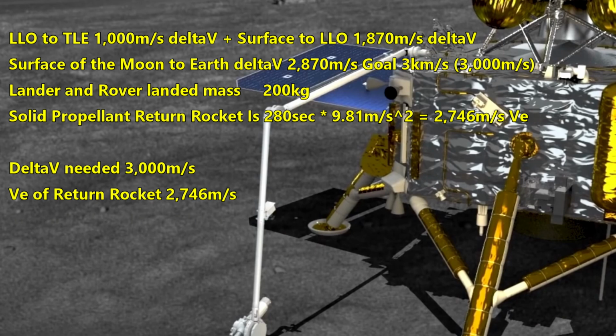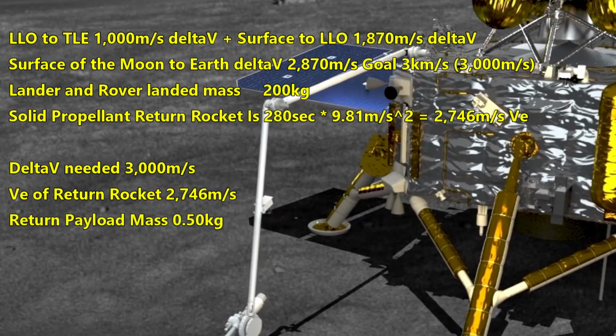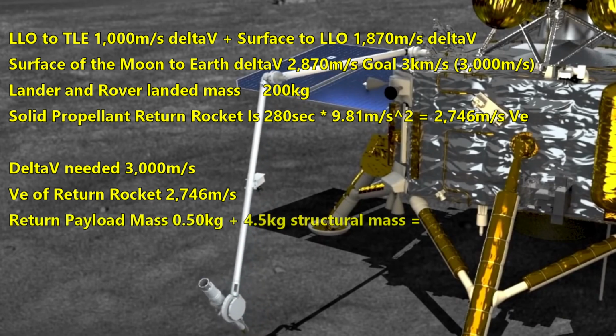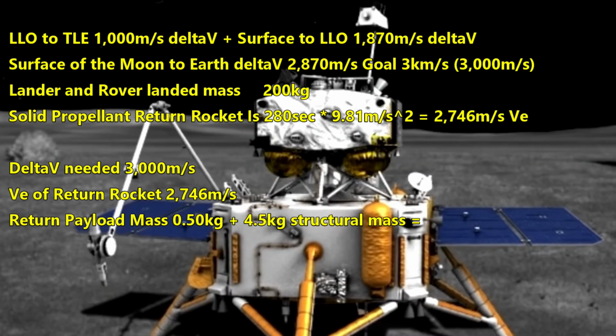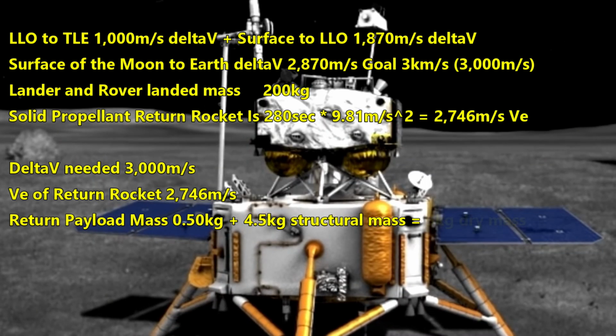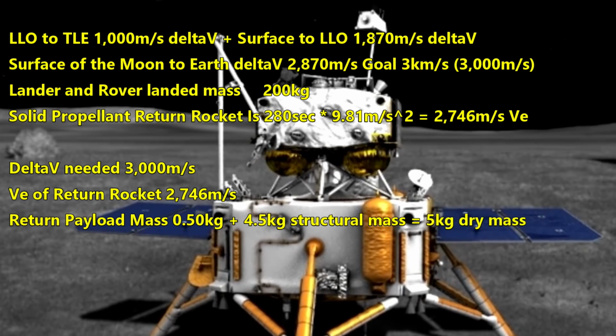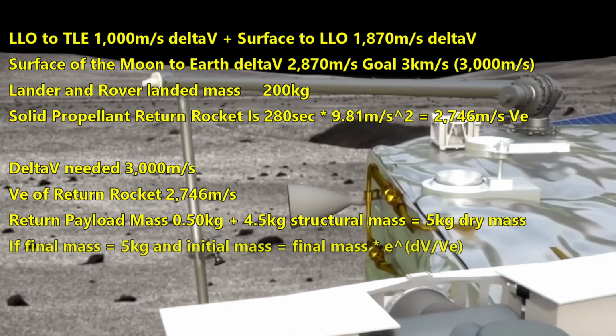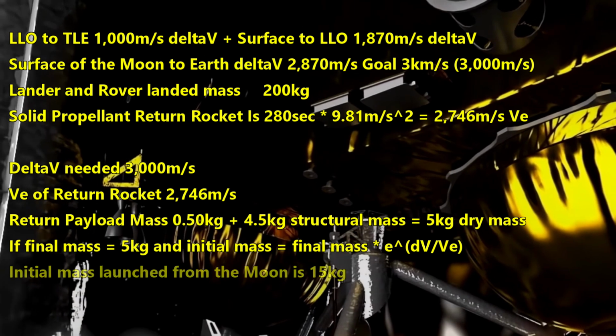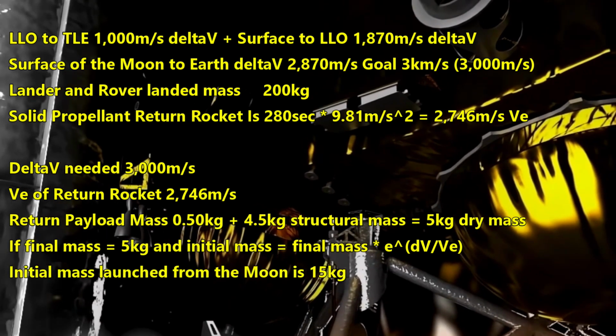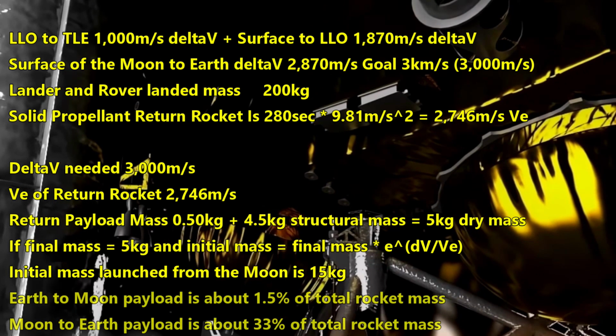Now we take the mass of the coin, 0.5 kilograms, and let's add 4.5 kilograms for structural mass for the return rocket and entry capsule. That's a single-stage rocket with a total dry mass of 5 kilograms. Now we use our rocket equation to see that we would need about 15 kilograms of initial mass. That means 10 kilograms, or about 2/3 of our rocket, needs to be propellant.